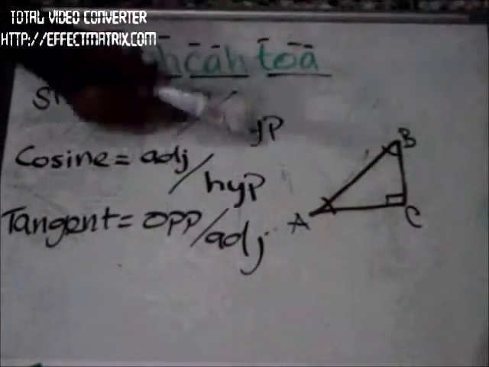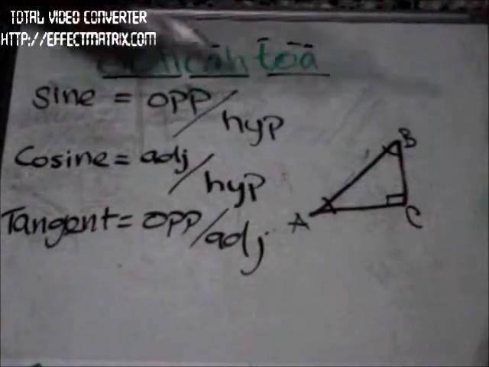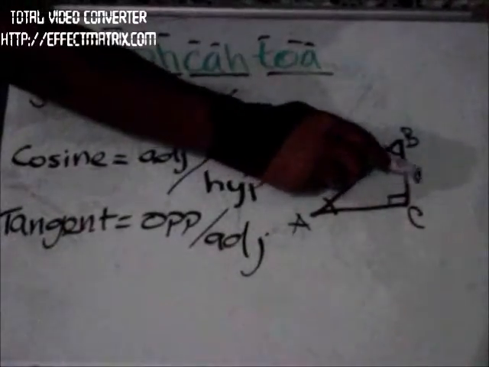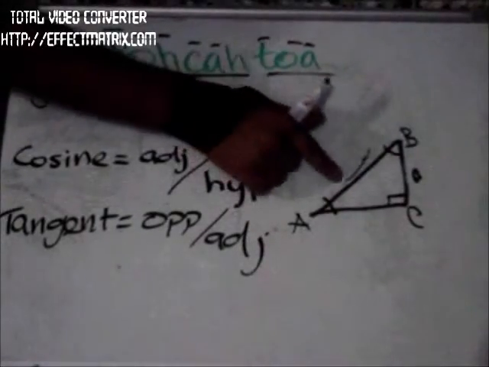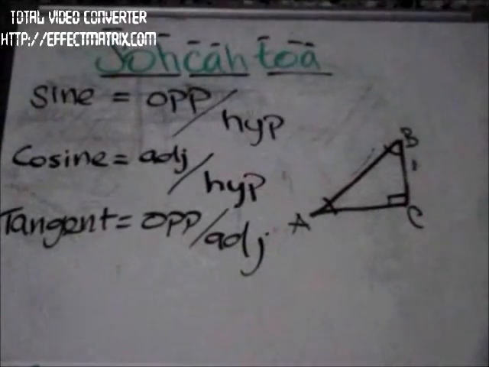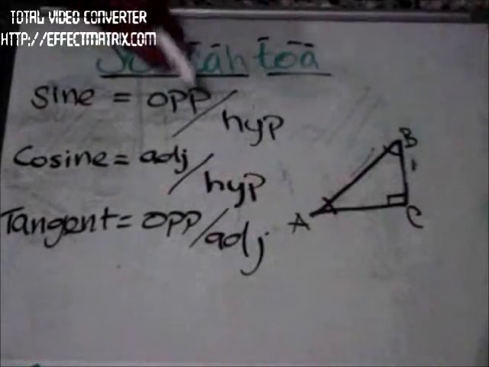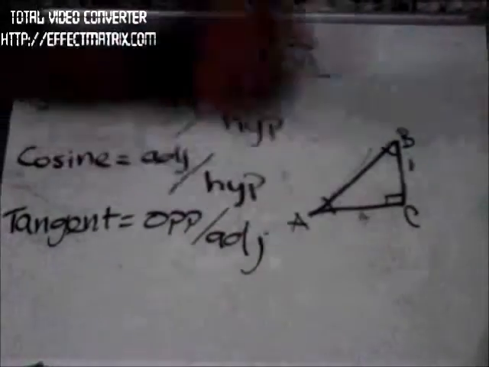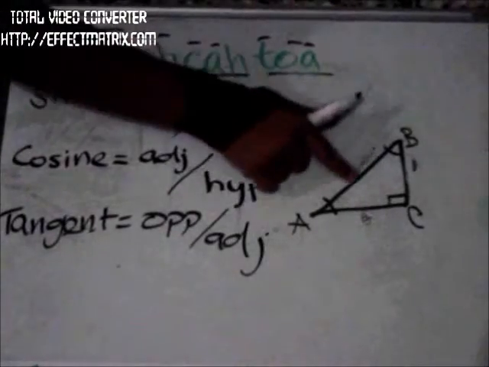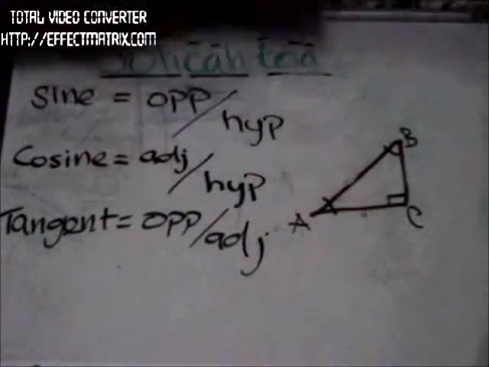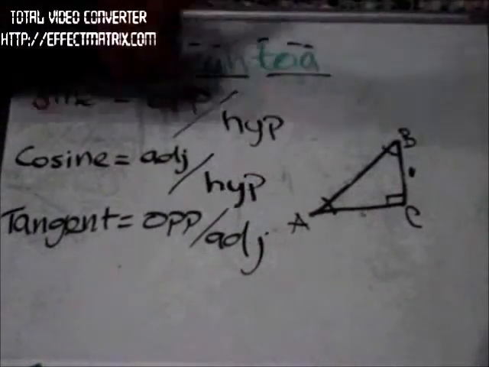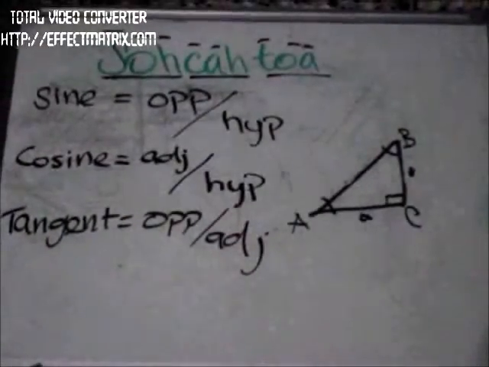The same goes for A. The sine would be the opposite side, this one, over the hypotenuse. And the cosine would be the adjacent side, this side, over the hypotenuse. And the tangent of A would be the opposite side over the adjacent side.